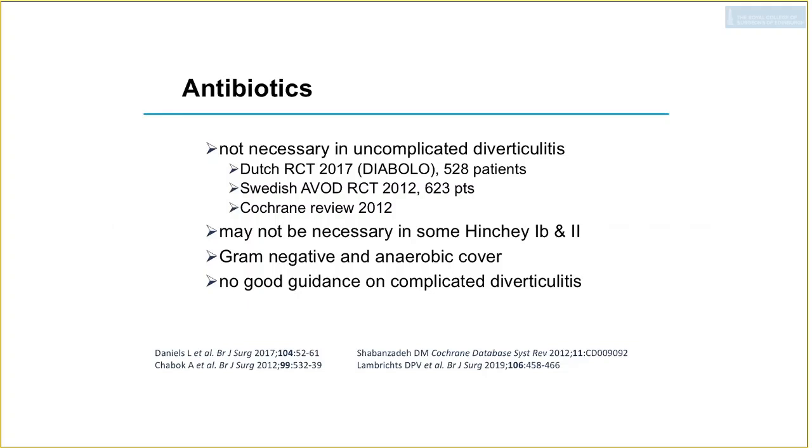There is good randomized controlled trial data which concludes that in uncomplicated diverticulitis, that is just inflammation in the colon, you may not need to give antibiotics. And one has to do that very carefully and selectively. It may not be necessary in some more advanced cases, and I'll go on to explain what the Hinchey classification is, but this is more than just a bit of diverticulitis. So we might be able to push the boat out with avoiding antibiotics and indeed the side effects associated with them. We need to provide, if we're going to give antibiotics, of course, gram-negative and anaerobic cover.